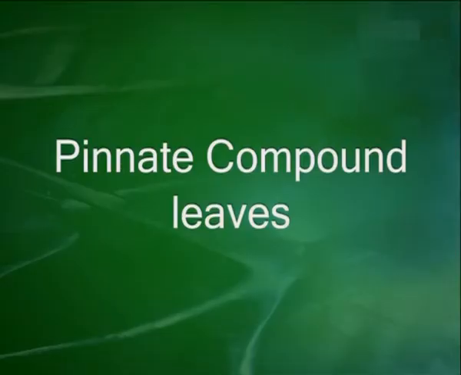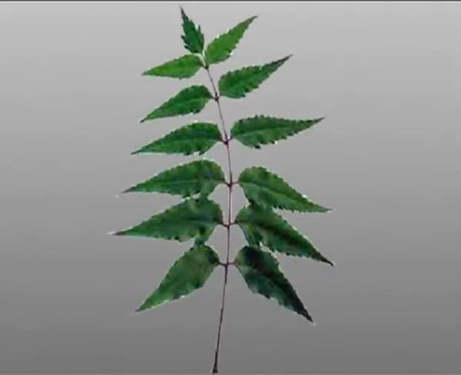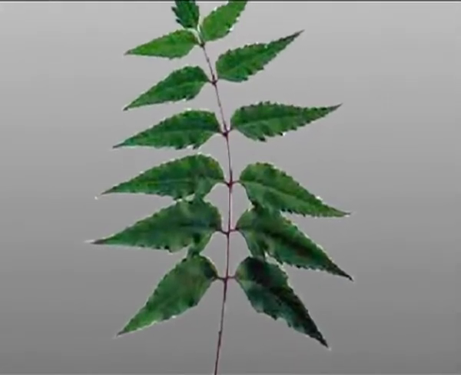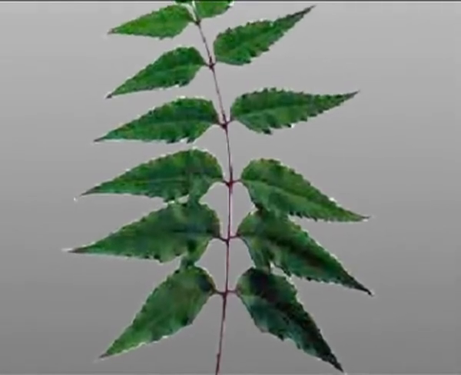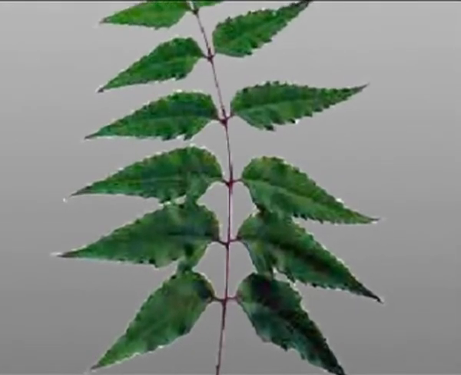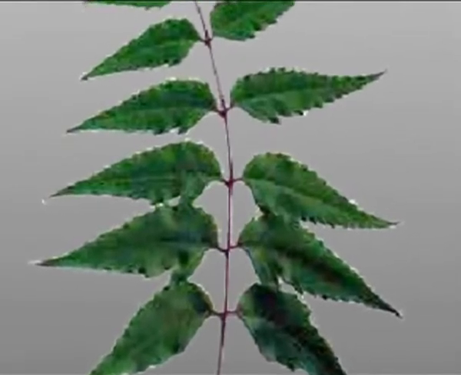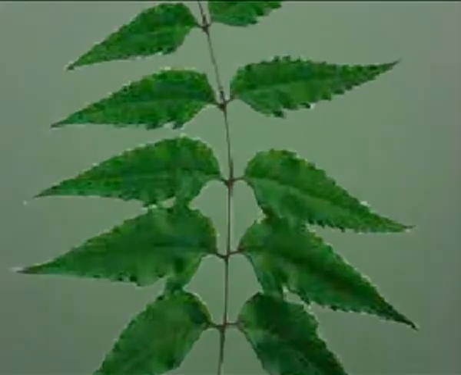Pinnate compound leaves. In a pinnately compound leaf, the rachis bears two rows of simple or divided leaflets arranged in an alternate and opposite manner. It is the most familiar and widespread type of compound leaf. Compound leaves are further divided into different types.